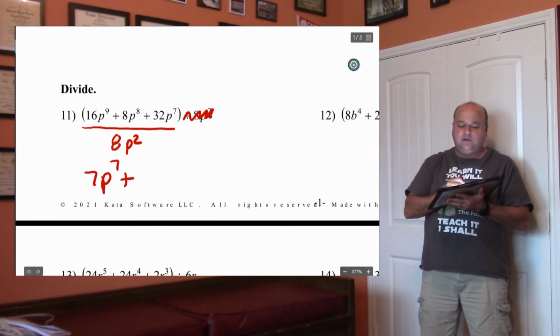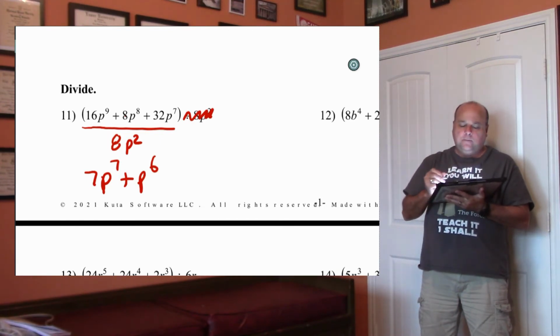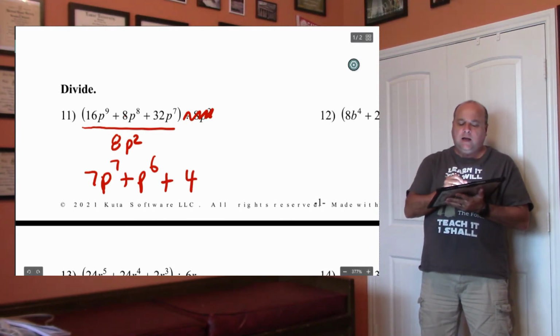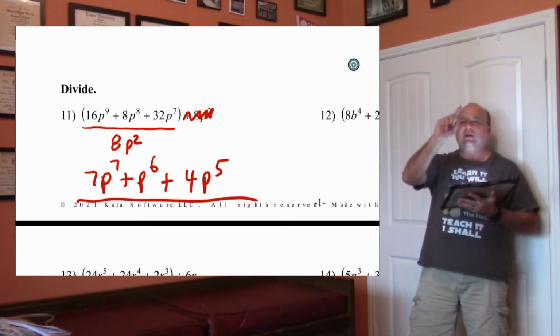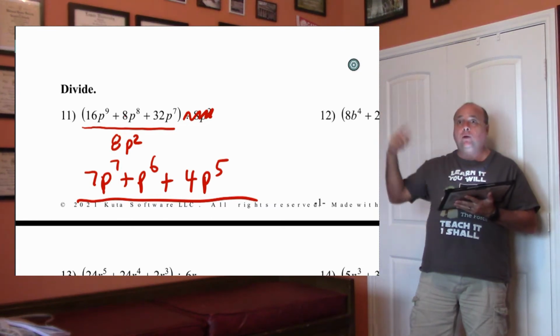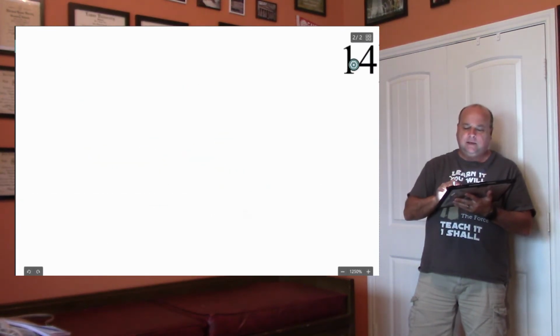8 divided by 8 is 1. You don't put the 1. P to the 8 over P squared is going to be 8 minus 2, which is 6. And then 32 divided by 8 would be 4, plus 4, and then P, 7 minus 2 is 5. So this right here would be the answer. All you're doing is taking that monomial and dividing it into the trinomial.